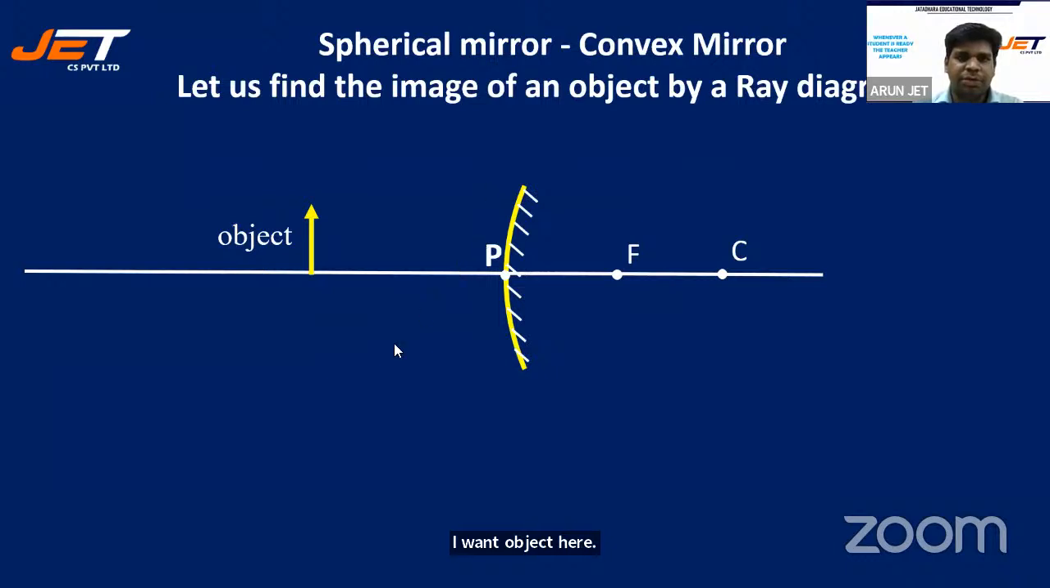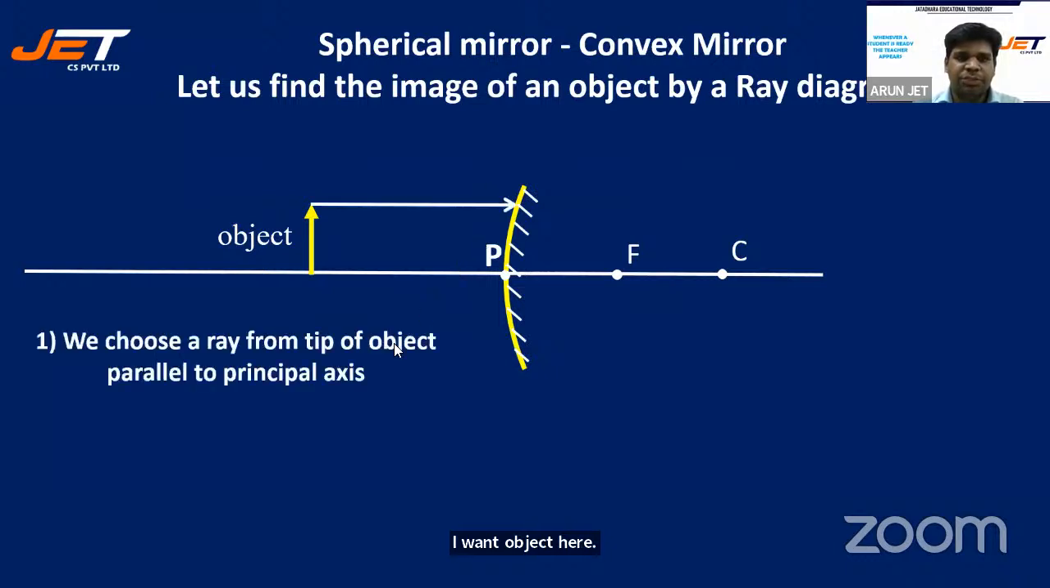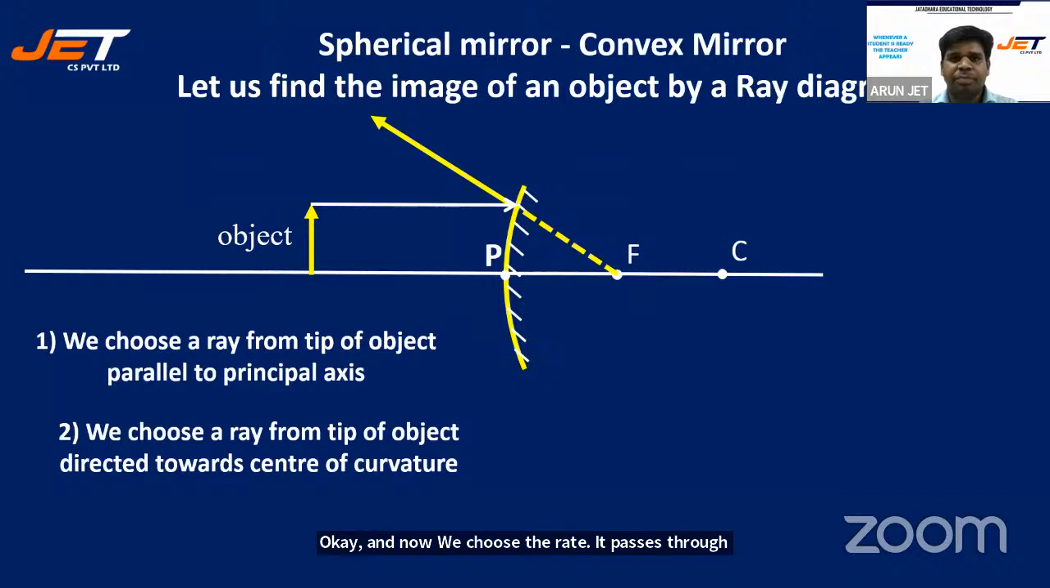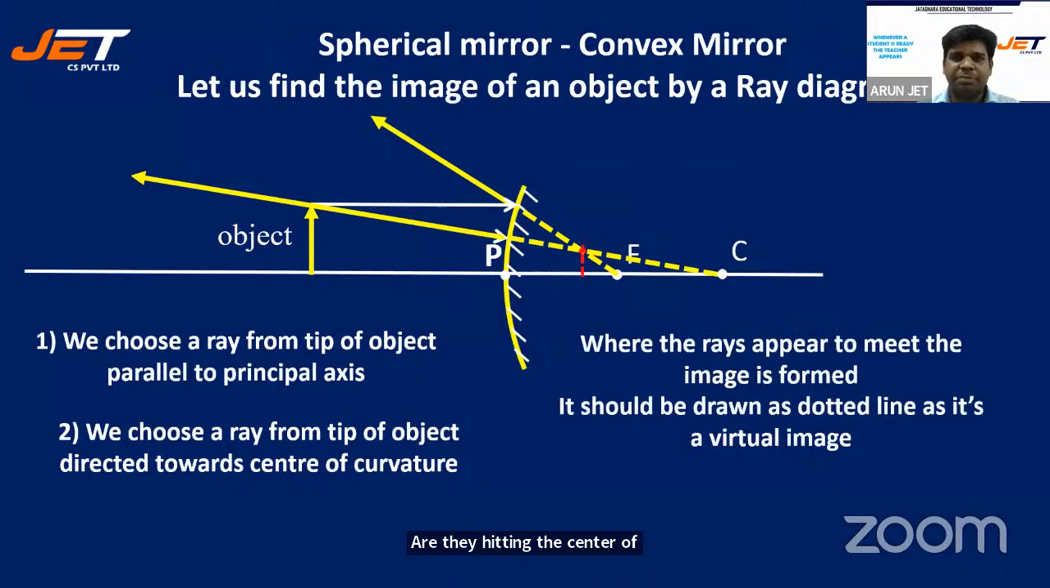Okay. And now we choose the ray parallel to the principal axis. It appears to pass through the focus when extended. A ray hitting the center of curvature retraces the path. This intersection is the image, a dotted image. The dotted red line is the image, which is minified.